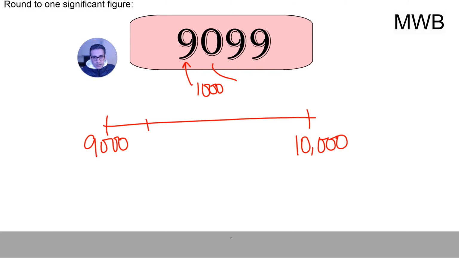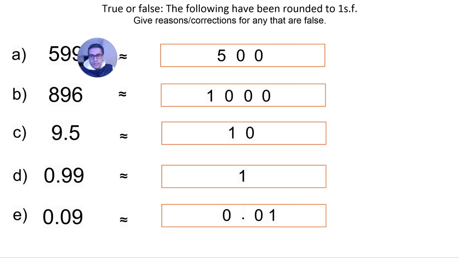The other way to look at it is look at the decider. The decider is 0, so we're going to round down. So this is going to be 9,000. Now these 3 zeros at the end are very important. You can't round it to 9, that doesn't make sense. So that's a brief introduction to looking at what happens when we have 9s when we're rounding to significant figures.